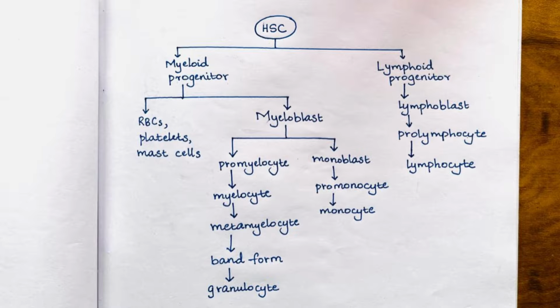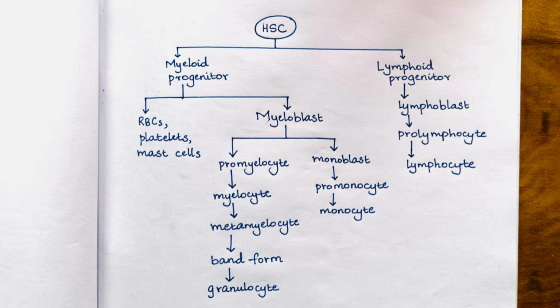So from HSC or hematopoietic stem cell, we have two kinds of series, myeloid series and lymphoid series. The myeloid series will give rise to RBCs, platelets, granulocytes, monocytes and mast cells, whereas the lymphoid series will give rise to lymphocytes. From the common myeloid progenitor, we have myeloblast, and this myeloblast will give rise to promyelocyte, which will give rise to myelocyte, metamyelocyte, band form, and finally granulocyte, which may be neutrophil, eosinophil or basophil.